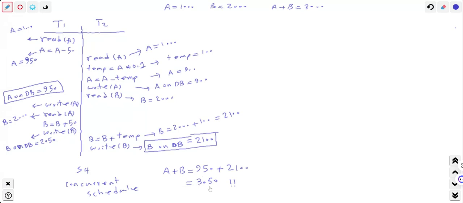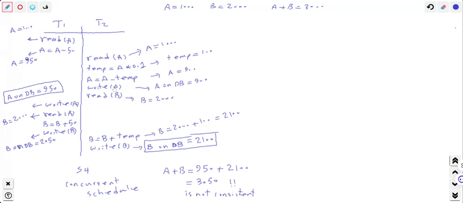So this schedule is not consistent, because the consistency condition does not hold here.